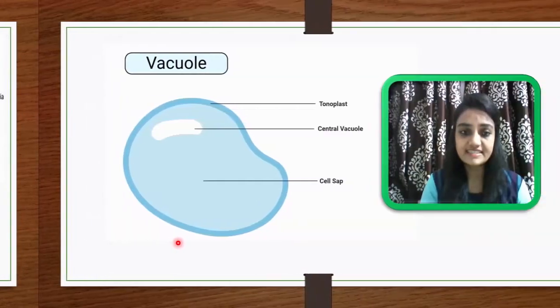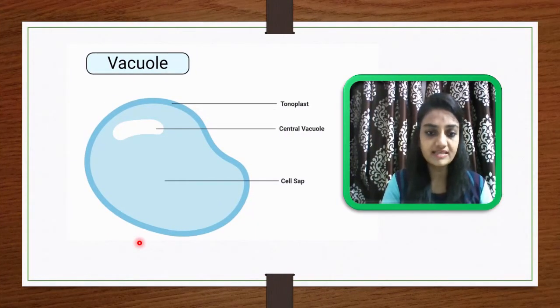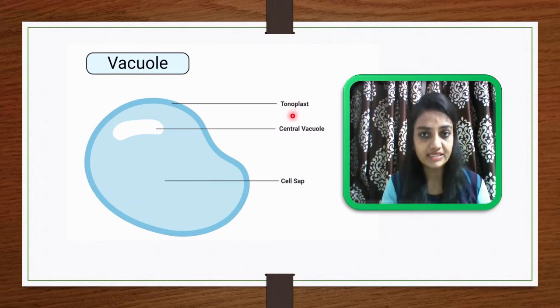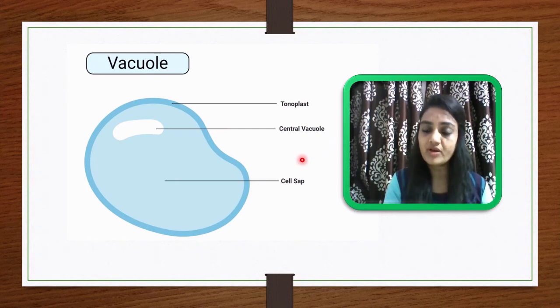So this is the structure of a vacuole. See here, this is the vacuole structure. Okay, inside which there is a cell sap. Then the central vacuole is there. Then surrounding that, you can see one membrane is there, and that membrane is called the tonoplast. So this is a very important structure, that is, the cell sap, then the central vacuole and the tonoplast.